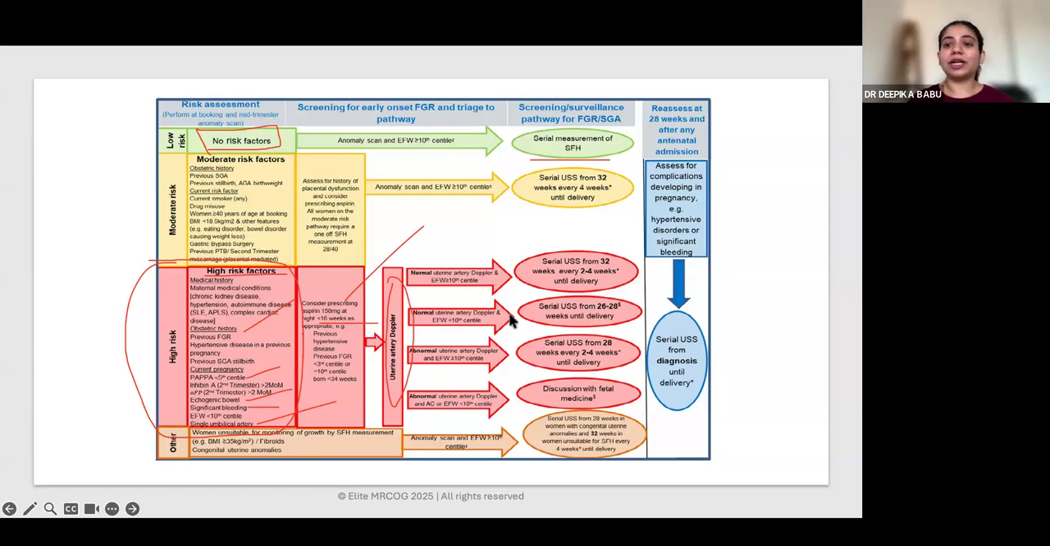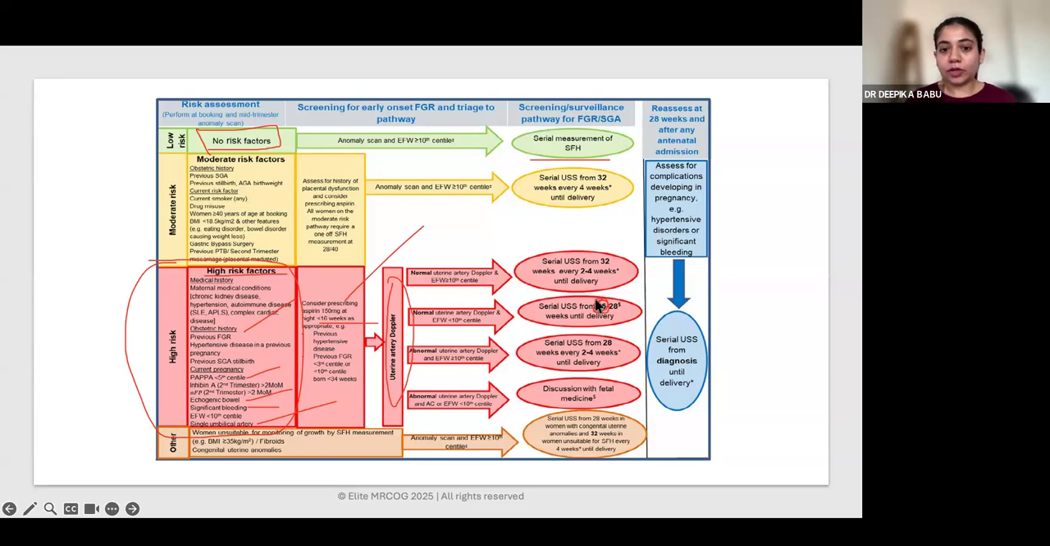If any one is abnormal, be it uterine artery Doppler or estimated fetal weight less than 10th centile, then you do it from 28 weeks. Forget about this 26. I'm just trying to make it simple because you're not giving Part 2 to be very specific. So remember, normal uterine artery Doppler with estimated fetal weight less than 10th centile, or abnormal uterine artery Doppler but normal estimated fetal weight: either one abnormal, then from 28 weeks onwards.